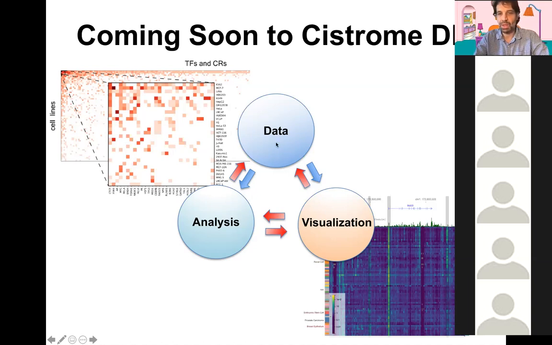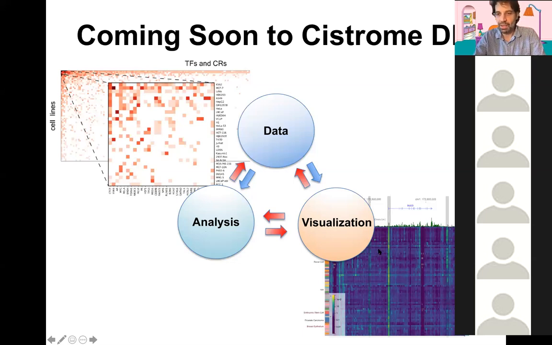And so in the Cistrome, I see it as having three points of view. One is data, one is analysis, one is visualization. Currently, what we've been doing is analysis based on data and visualization based on data. But of course, you can go from the other direction. You can do some analysis to acquire more data. You can supplement your data through analysis.